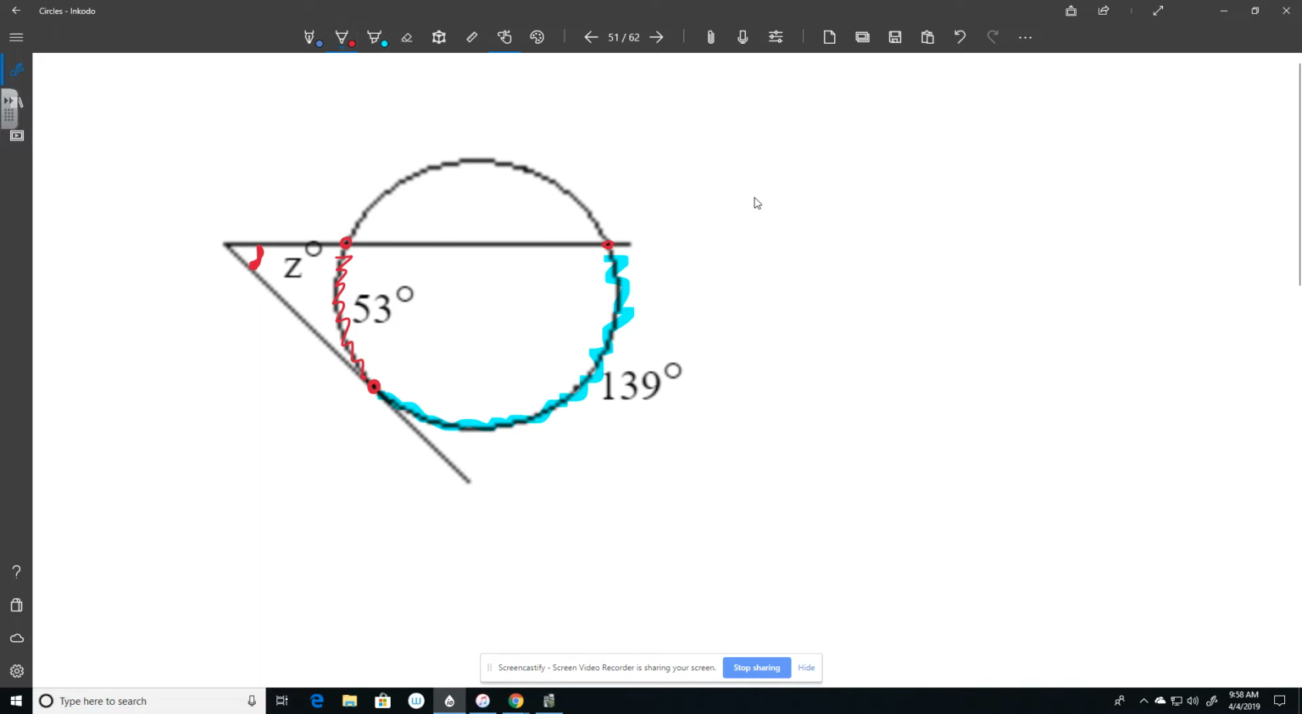And to find the angle, I take the big blue arc, 139, and I subtract my little arc that I made, 53, and then I'm going to divide that by 2. And when I do that, it's going to give me this arc right here. Okay, so 139 minus 53, 139 minus 50 is 89. So I need a minus 3 more, so that's 86 divided by 2, which equals 43. So that means that angle Z is 43 degrees. You take the big arc minus the little arc and then divide your answer by 2.